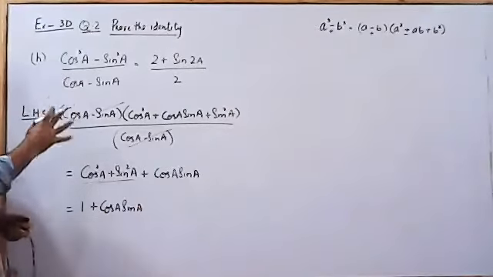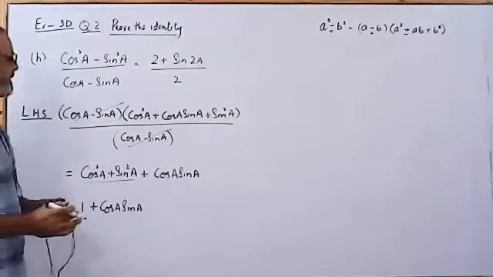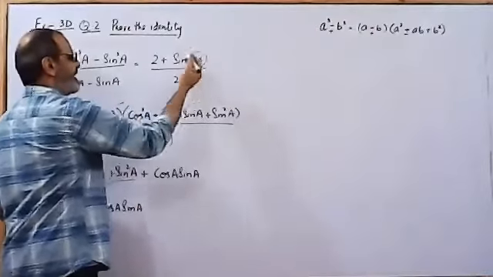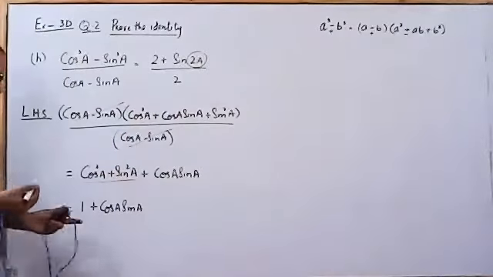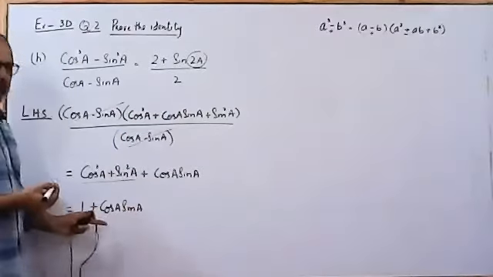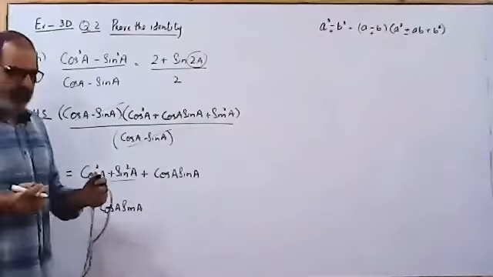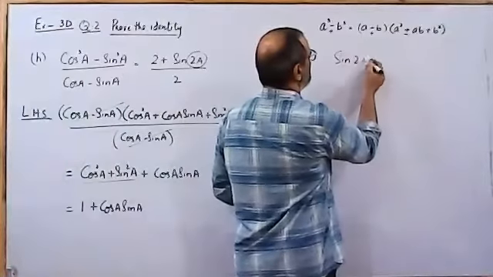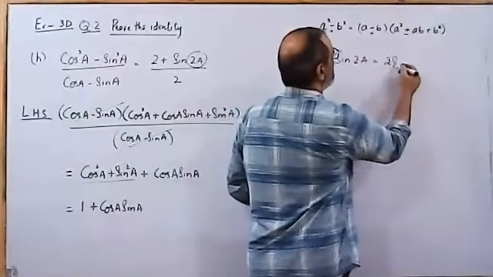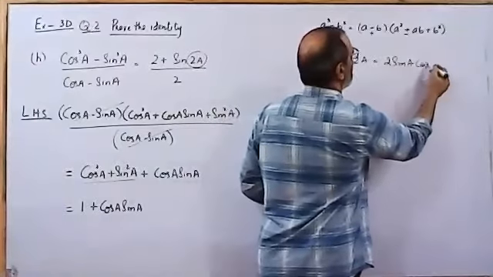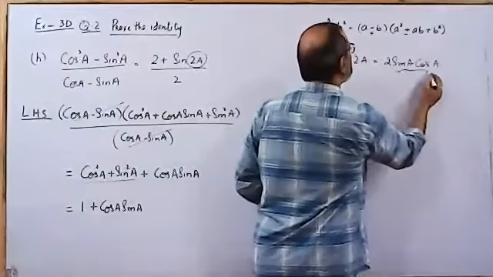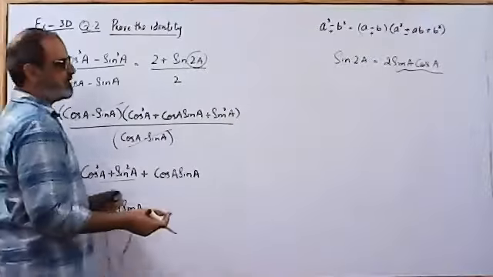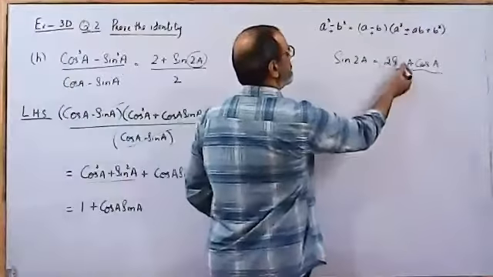After simplifying the left hand side, I have to look at the right hand side. What is required here? Here you can see it is sine of 2A. So I have to change cos A sine A into sine of 2A. And I know sine of 2A is equal to 2 sine A cos A. This expression is available here, cos A sine A. What is missing is this term 2.